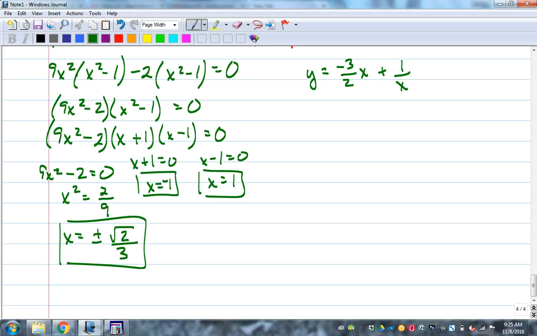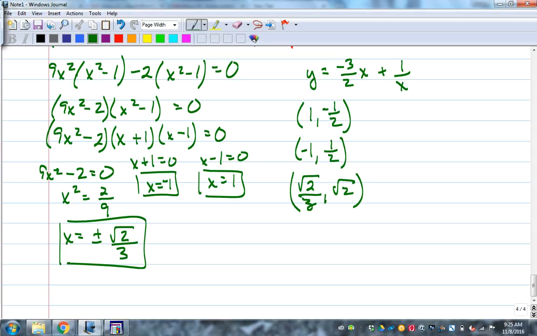So if we plugged all those in, we would get ordered pairs. 1, negative 1/2, negative 1, positive 1/2, square root of 2 over 3, then square root of 2 is the answer on that one. And then negative square root of 2, and then negative square root of 2. Trust me on that, that's what those are. If you plug those in, you're going to get those.